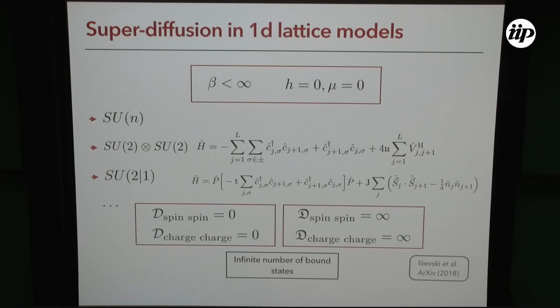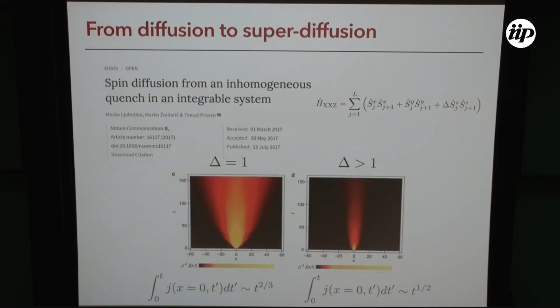Diffusion constants diverge, always due to an infinite number of bound states. So there is not just diffusion, there is also superdiffusion that needs to be understood. And numerically, there has also been evidence that in an XXZ chain at delta equal 1, the exponent doesn't seem to be just 1/2, but seems to be 2/3, which is the exponent of the KPZ, Kardar-Parisi-Zhang, universality class. So it seems that in 1D we can observe diffusion or superdiffusion depending on which universality class we are in, but this is really far from being understood.